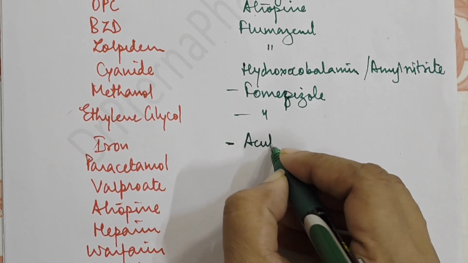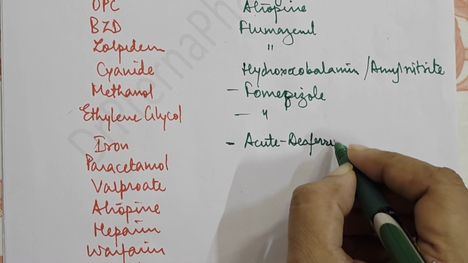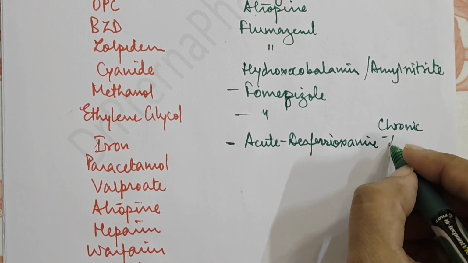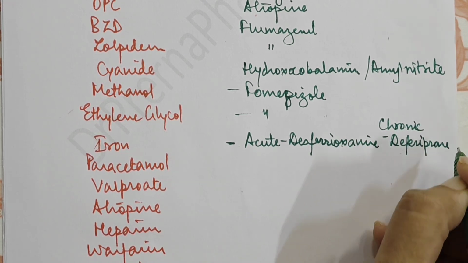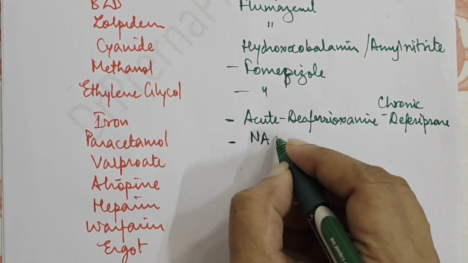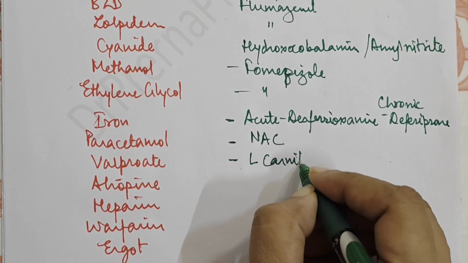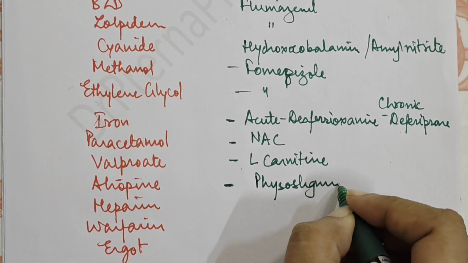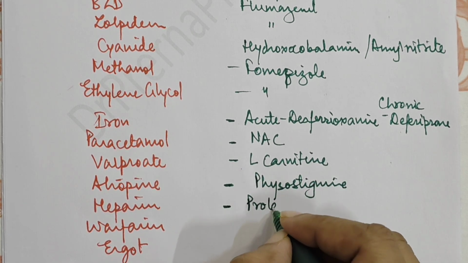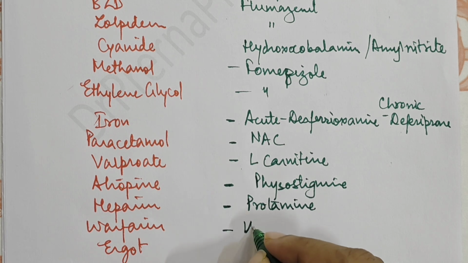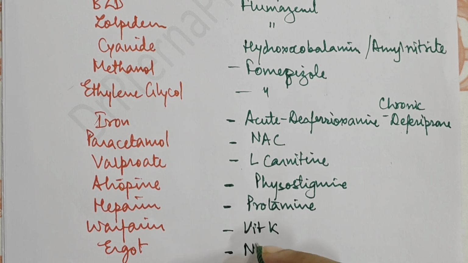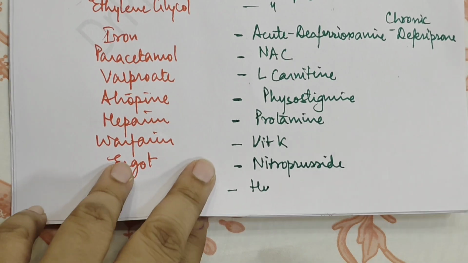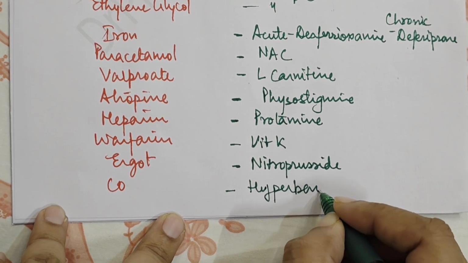Then iron in acute we use desferrioxamine, and in chronic we use deferiprone. Okay, then paracetamol we use N-acetylcysteine, valproate we use L-carnitine, then atropine we use physostigmine, heparin we use protamine, in warfarin we use vitamin K, ergot we use nitroprusside, in carbon monoxide poisoning we use hyperbaric oxygen.